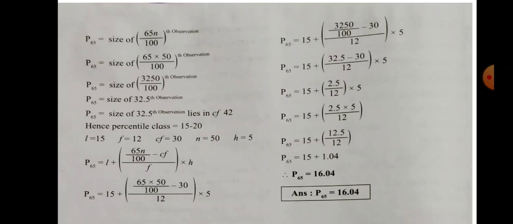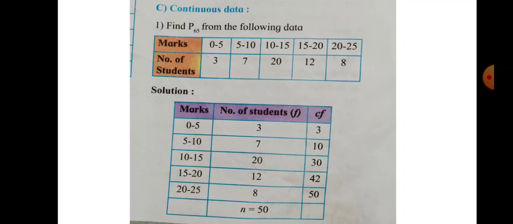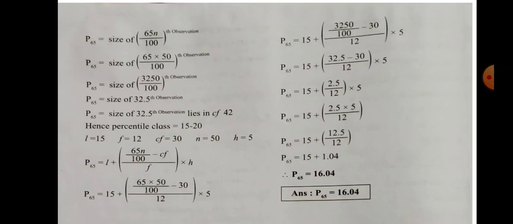So how to find the size of the 32.5th observation? For that, you have to go to the cumulative frequency column where 32.5 comes. It lies in the CF equal to 42, with the corresponding value of x equal to 15 to 20. So what is the percentile class here? The percentile class is 15 to 20. This is how to determine the percentile class for P65.